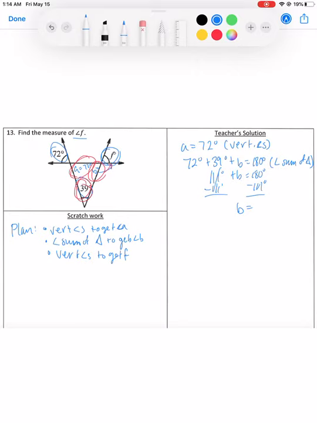B is going to equal 180 minus 111. 10 minus 1 is 9. 8 minus 1 is 7. 1 minus 1 is 0. So B is 69 degrees. B is what we're looking for, so we're going to put therefore here. And we'll be good.